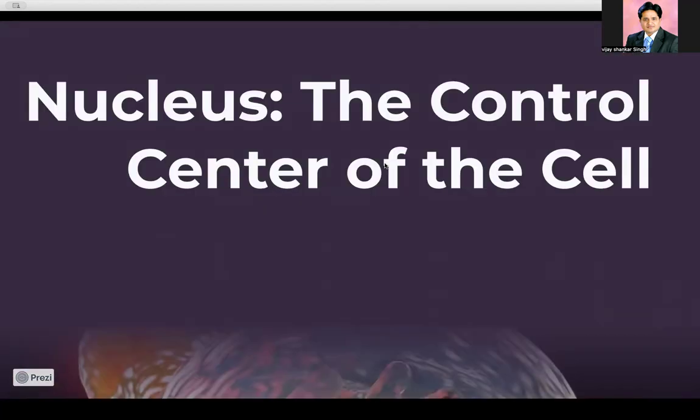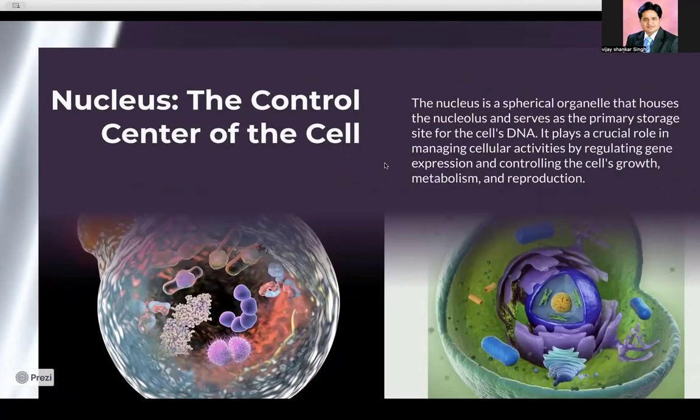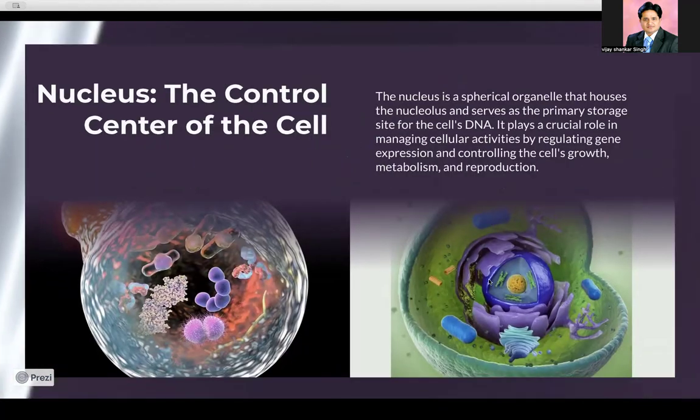Now comes the nucleus. The nucleus is the most important component of the cell. In fact, it is the control center of the cell. It is a spherical organelle, as you see here, and serves as the primary storage site for the cell's DNA. It plays a crucial role in managing cellular activities by regulating gene expression and controlling the cell's growth, metabolism, and reproduction.